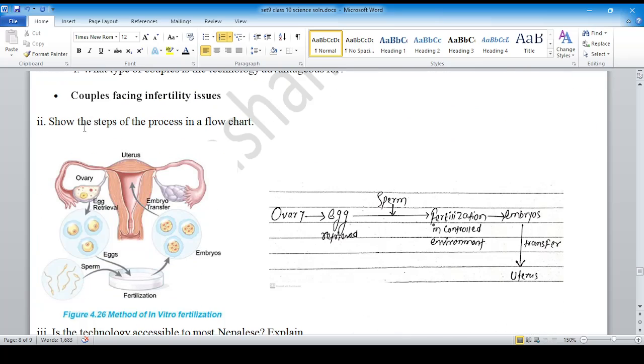Let me tell you the steps of the process in a flowchart. This one is the flowchart. This one is just for extra knowledge. This one will broaden your mind. This is not important. This one is the important one. The question is asked about the flowchart, and this one is the flowchart. Okay.